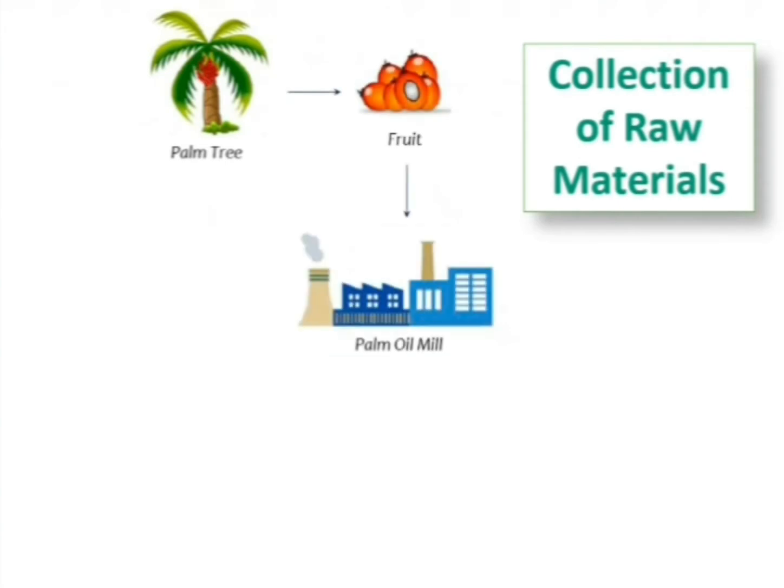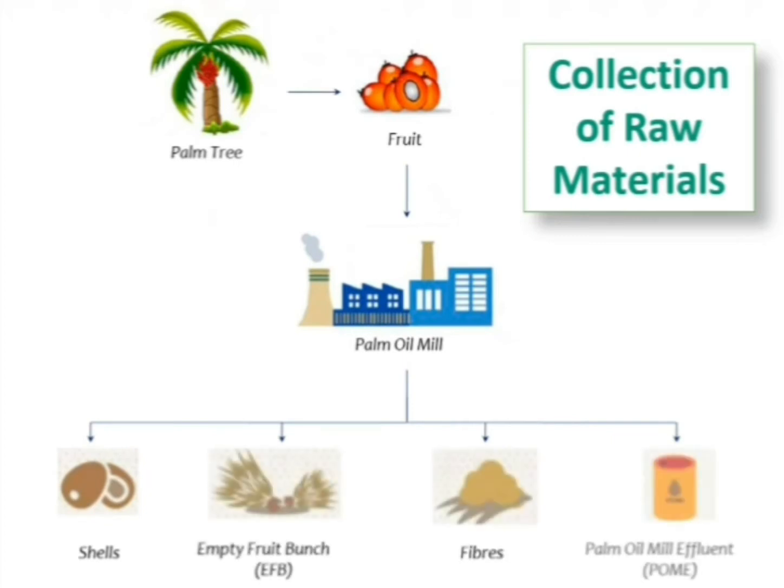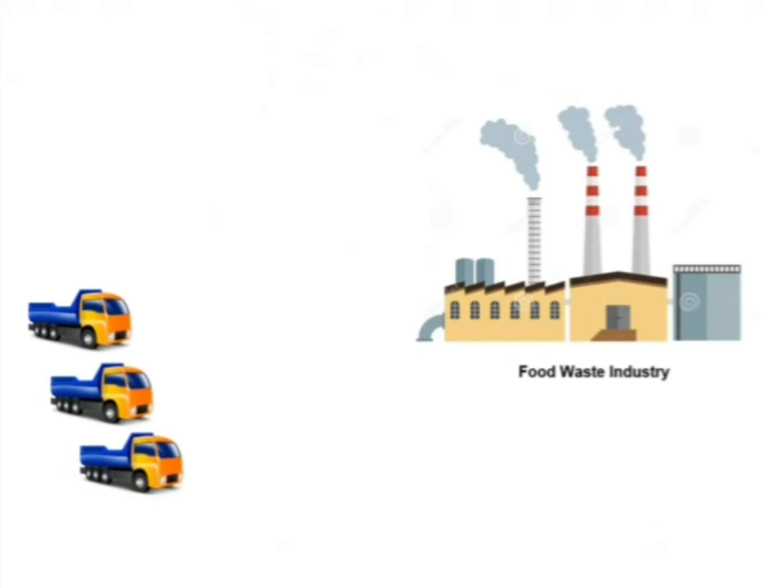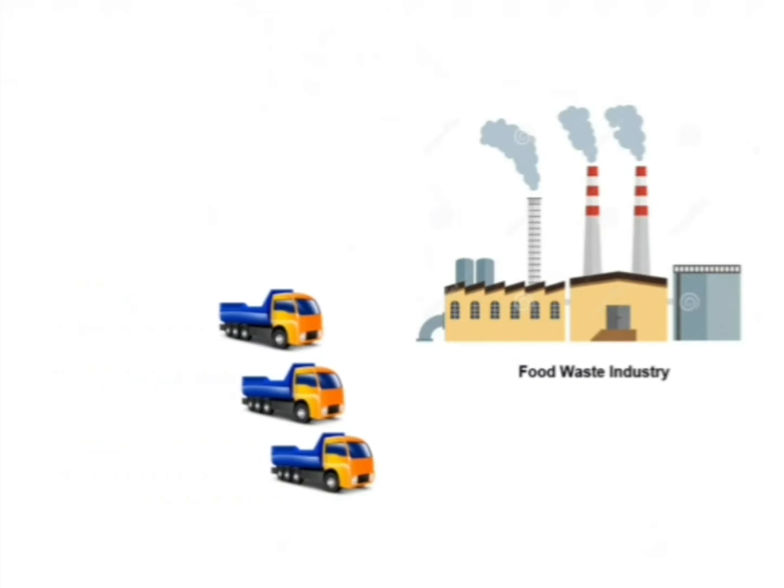So the raw materials collected are from palm oil mills, from the palm fruit leftovers such as the shells, empty fruit bunch, fiber, and the palm. They are collected and sent to the food waste plant.